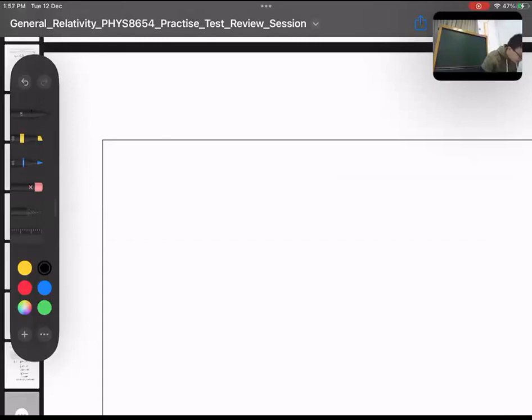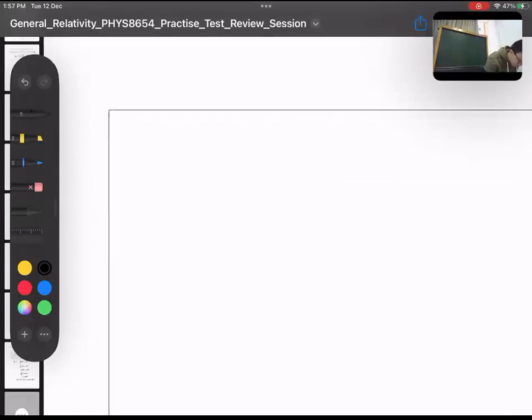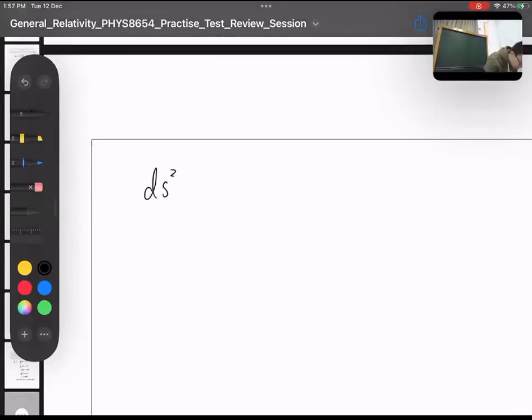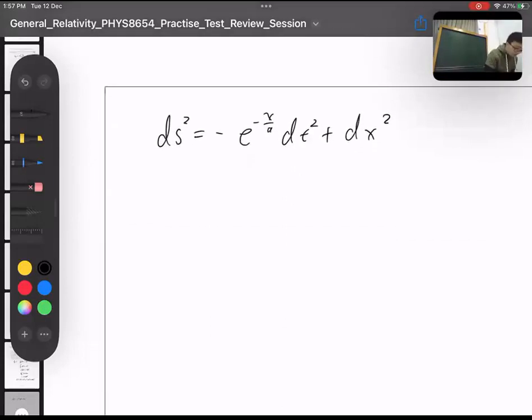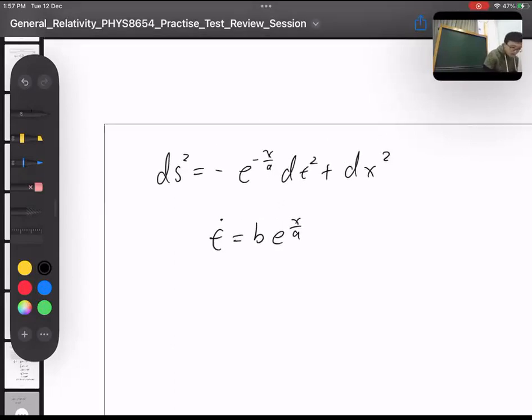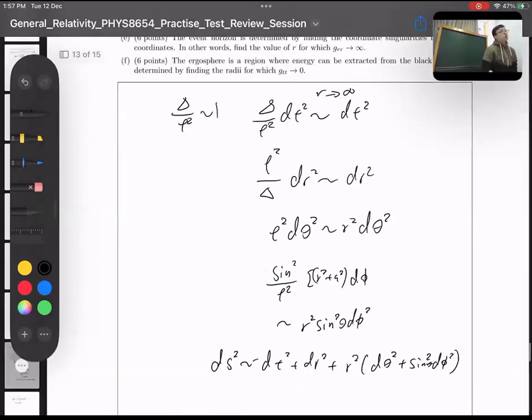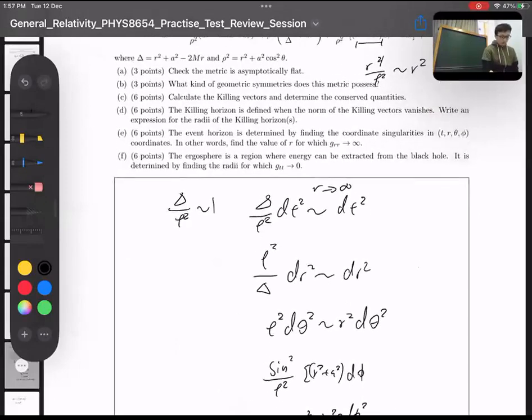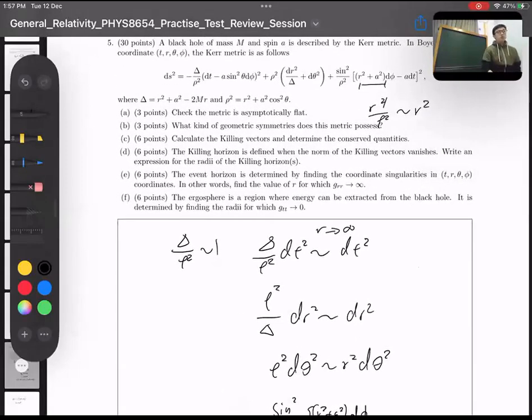So the metric was like this. The metric was ds squared. Right? So you want to find the geodesic. The question asks you to prove that t dot is equal to b e to the x over a. So to do this, I showed you how to do it using the Euler-Lagrange equation, but what I can show you is also to do it using killing vectors.